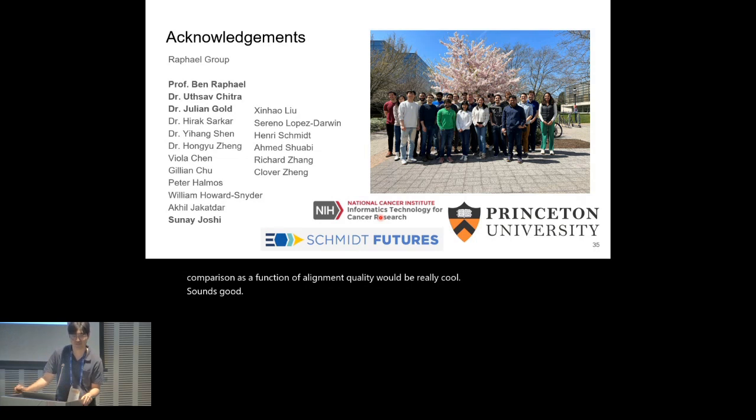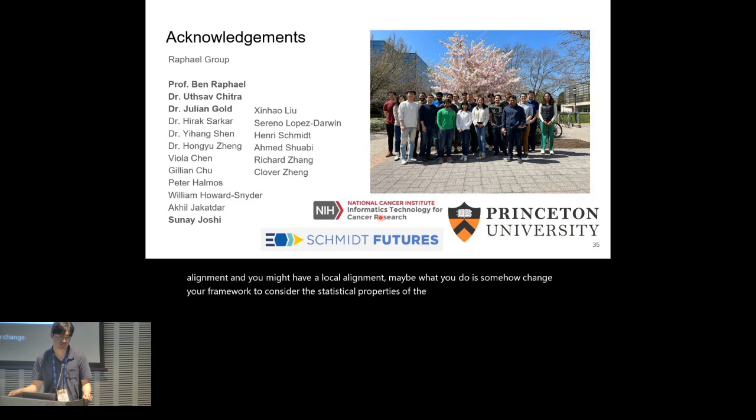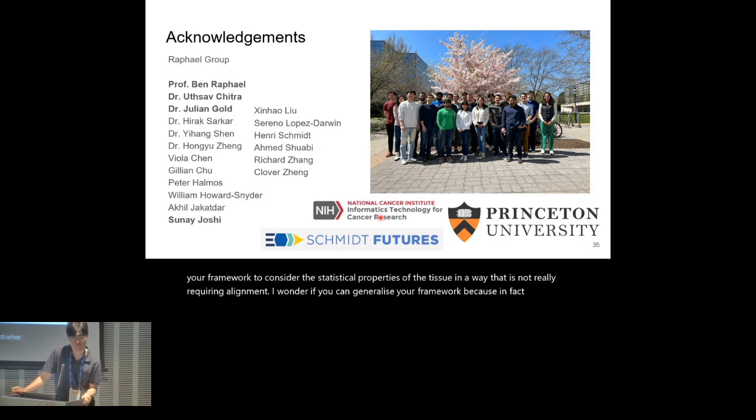She has one more last quick question. Thanks. Going back to this idea that you probably cannot get a global alignment but might have a local alignment, maybe you could change your framework to consider the statistical properties of the tissue in a way that does not really require alignment. I wonder if you can generalize your framework, because in fact what you're looking for is the match between the gene program and the distribution in space. So this might be a more global feature than just the definition of local anomalies, right? Do you think it could be done?